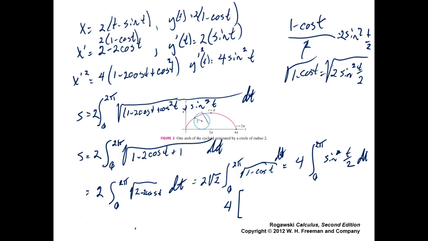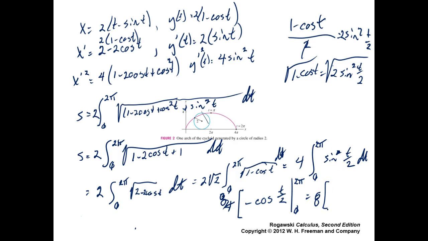Now, antiderivative of sine t over 2. That's going to be what? Antiderivative of sine is negative cosine, isn't it? Okay. T over 2, but then we got a 1 over 1/2, right? So that's going to be another 2. So that's going to be an 8 here. Okay? And you're going to evaluate this from 0 to 2 pi. Yeah. All right. So this is going to be an 8.